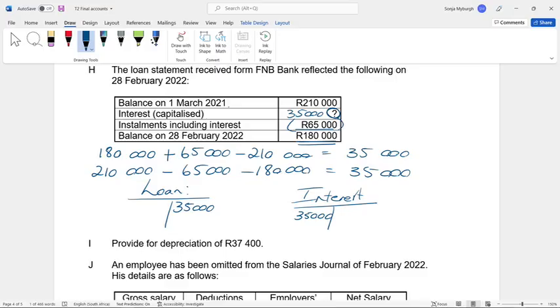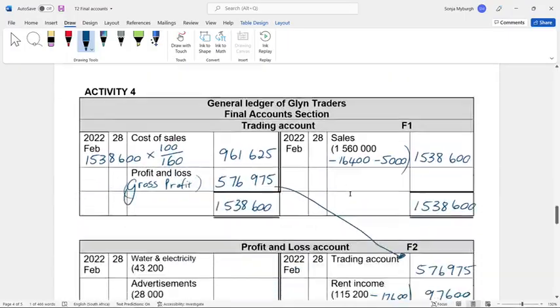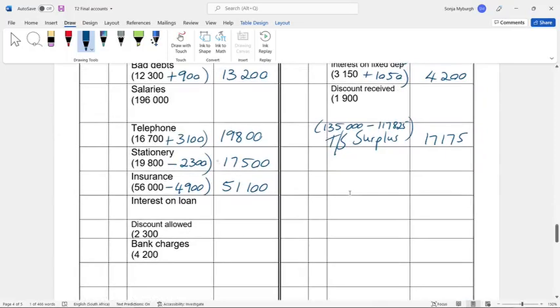They haven't given us the interest on loan. On the pre-adjustment trial balance, it was a question mark. So we just need to show that as the 35,000 for interest on loan. We've done the calculation, the 35,000. It's not accrued expense. If interest is not capitalized and we still need to pay interest outstanding, then that will be accrued expense. But when we capitalize, we just add that to the loan.